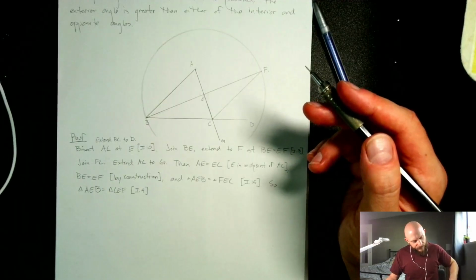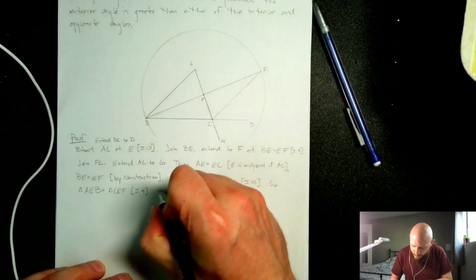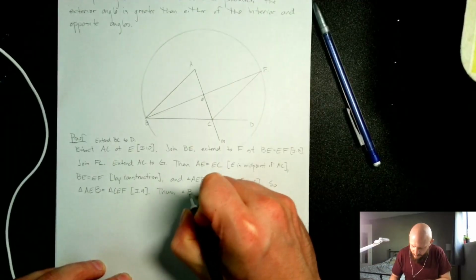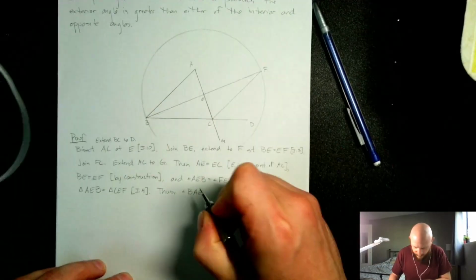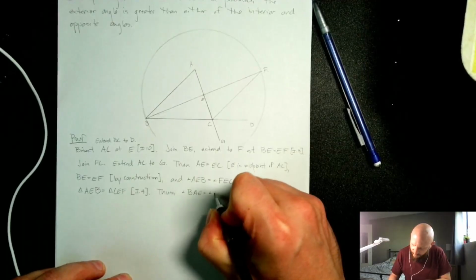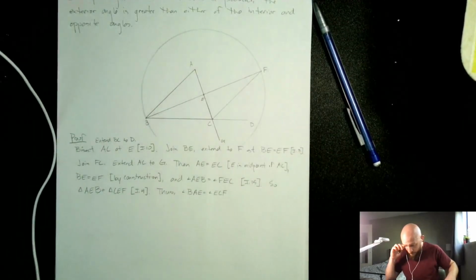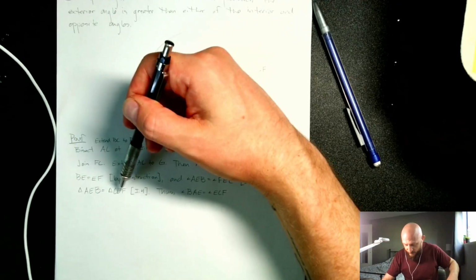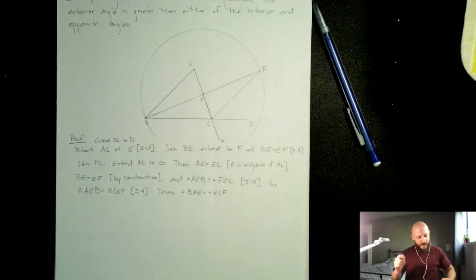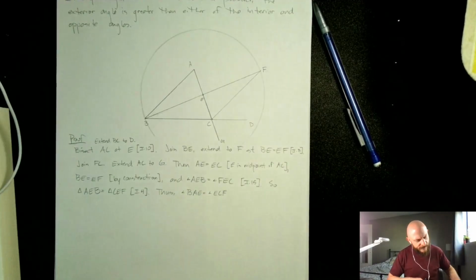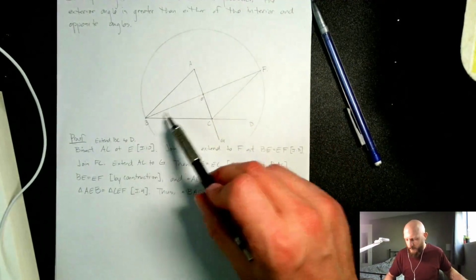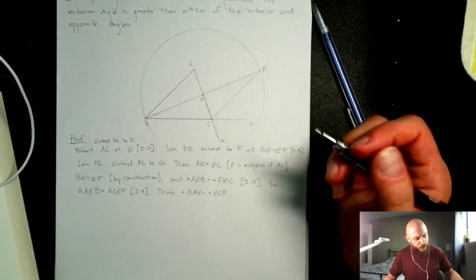So, in particular, we have that angle BAE is equal to angle ECF. I guess I have them a little bit backwards, or maybe Euclid has them a little bit rearranged. Doesn't matter, the idea is the same, because they're corresponding angles in the congruent triangles.